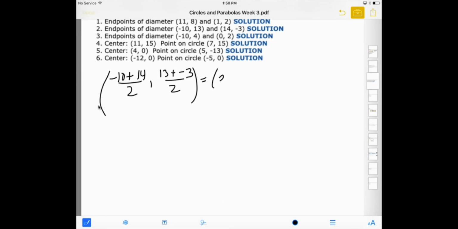And then 13 plus negative 3 is 10, divided by 2 should get me just 5. So the center of my circle is going to be 2, 5. And then I'm going to go ahead and use the distance formula from the center to at least one of my points. It doesn't matter what direction you're going, to one endpoint or the other, as long as you use the center and then one of the endpoints.